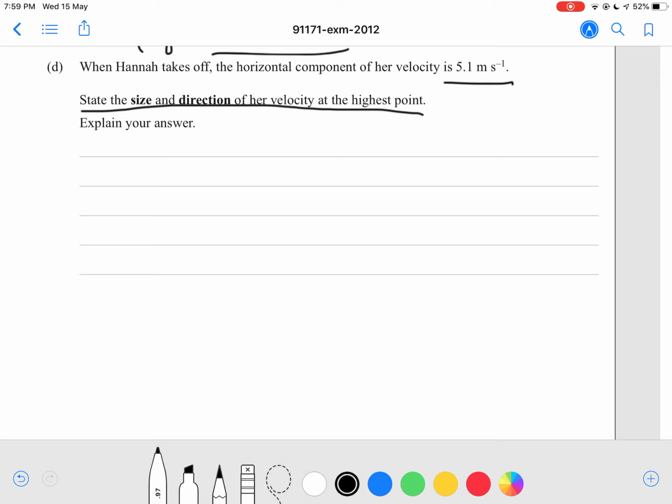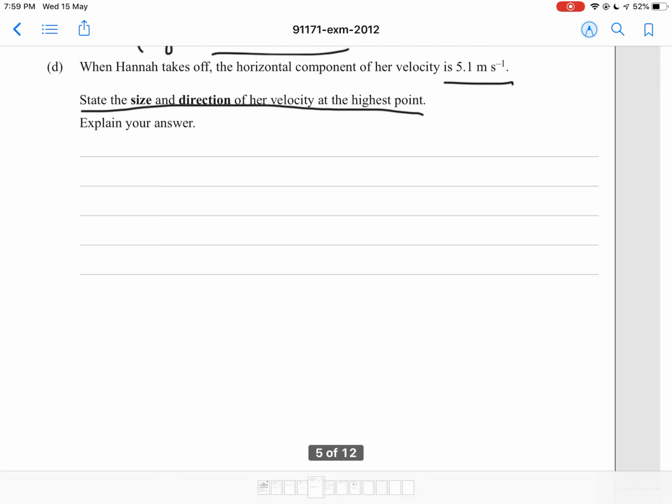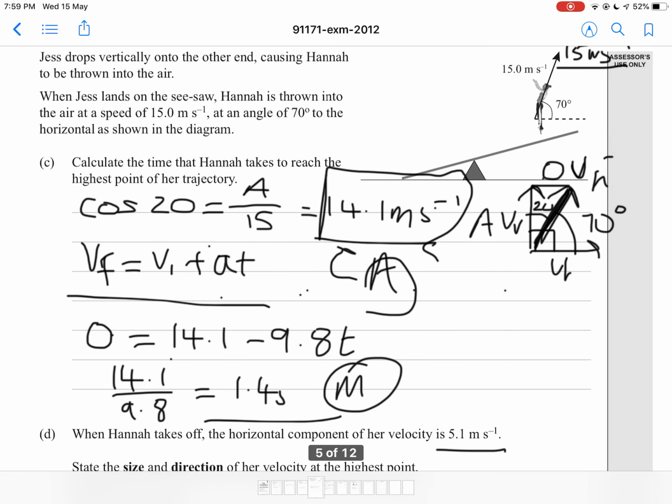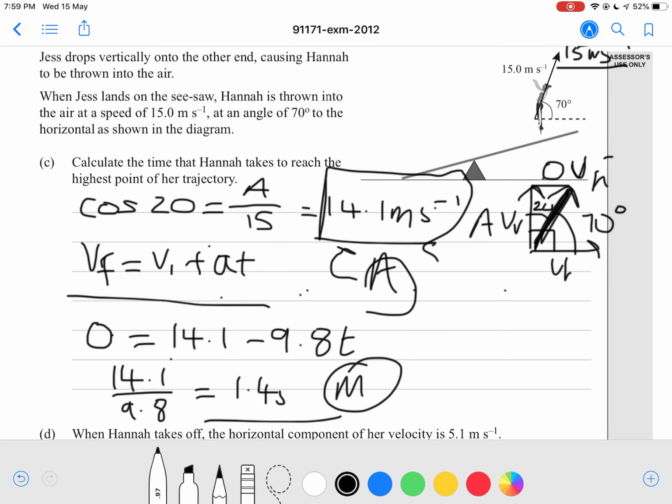It also tells you that the horizontal component of the velocity is 5.1 meters per second. If they didn't tell you that, then you'll have to go back up and calculate it. So how would you calculate it? Instead of using cosine here, you'll use opposite, which is this one. You'll use opposite and then hypotenuse, so use sine 20.